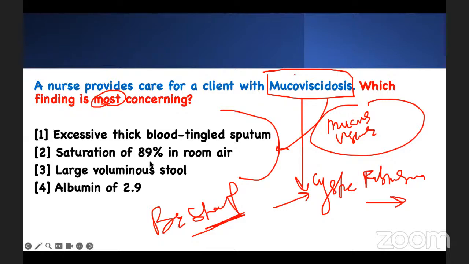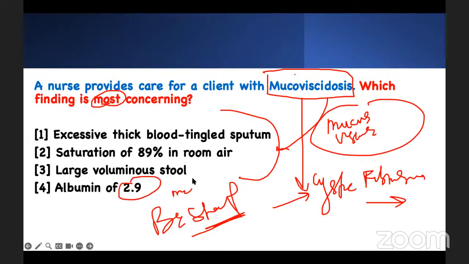Mucoviscidosis. Which of these is very concerning? You know it's cystic fibrosis. It's a test-taking strategy and thinking and being sharp: I'm not going to look at something that is an expected finding. There are so many prioritization strategies, but trust me, just find something that works for you. But if you think you know it, you're not going to pick albumin of 2.9.